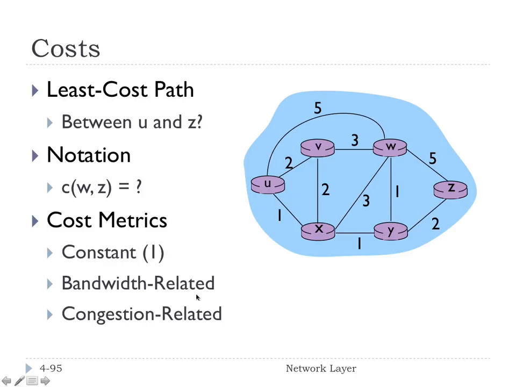We might also set these costs based on bandwidth. So we would give a higher cost to the links that have smaller bandwidth, the slower links. So that way we would prefer larger, faster links. Does that make sense?